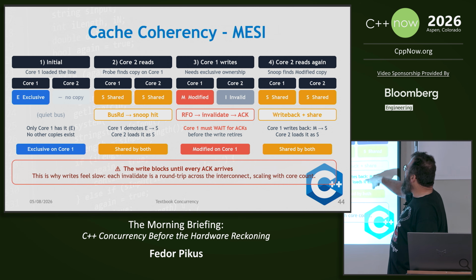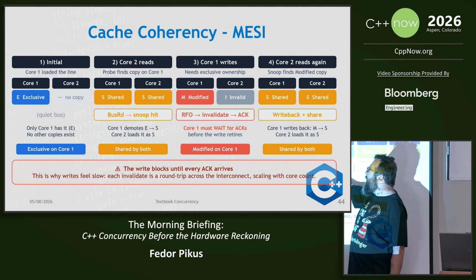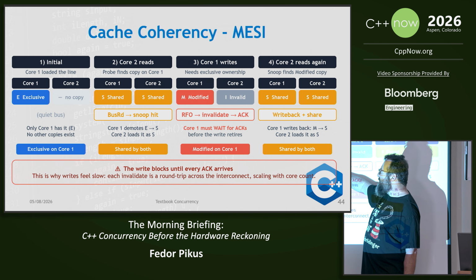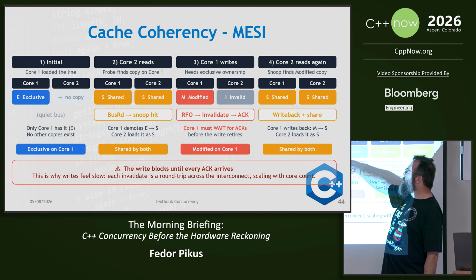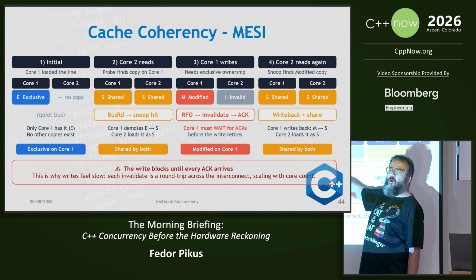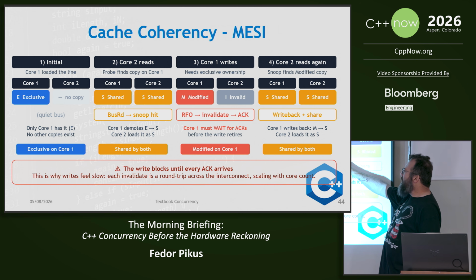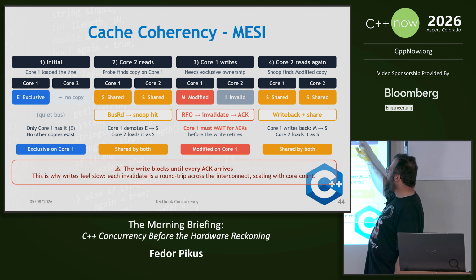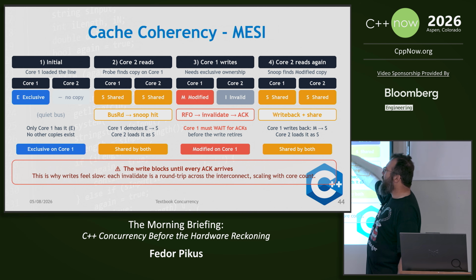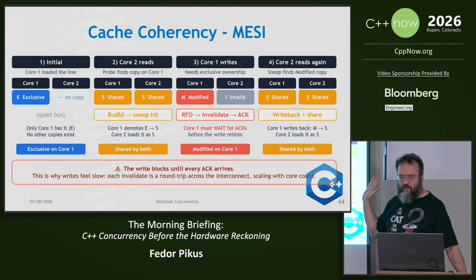If you read again, what happens is, now the only correct value of this variable lives here. Core 2 wants to read again. It has to get that correct value. Okay, it knows that it's invalid. So what happens now is it forces the write back. So this has to be committed to memory. Core 2 would read it, and again they go all to shared. So that's the cache coherency protocol.